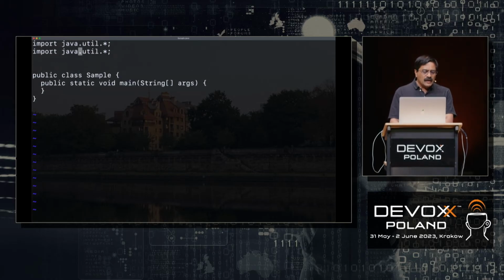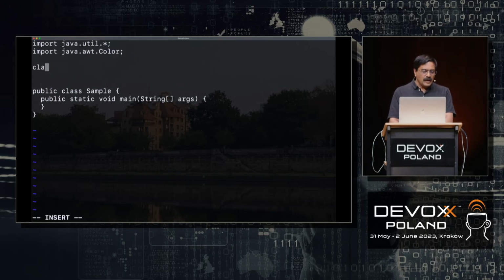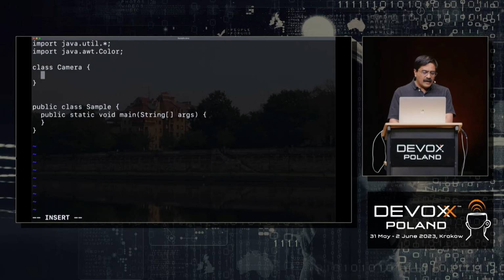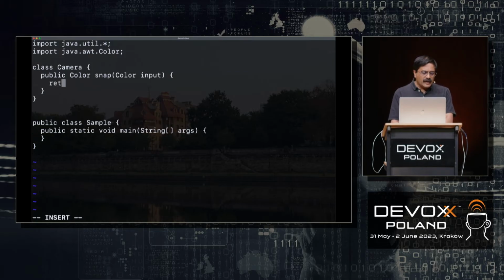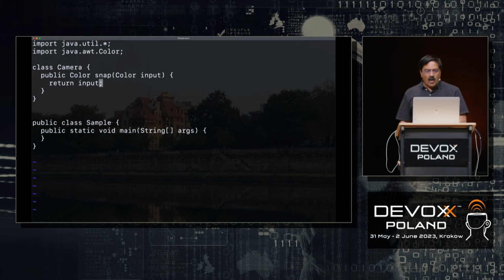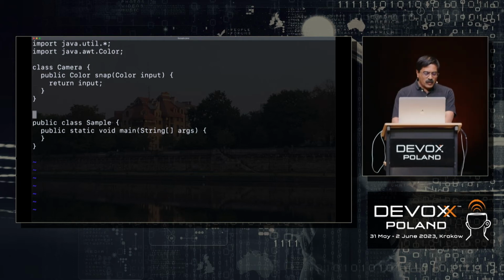So let's start with a little import, let's say java.awt.Color, just to bring in a bit of color here. Here is a class called Camera, let's say. And within this camera, I want to provide a function, in this case, snap, and that's going to take a color as an input. All it's going to do trivially right now is simply return the input given. We'll evolve this code in the next several minutes as we work through it.